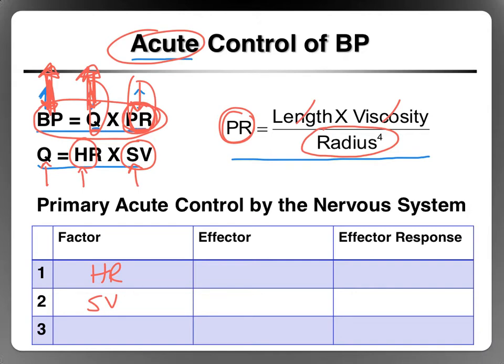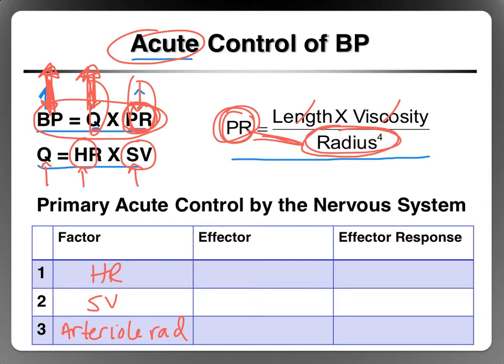And the vessels that we're talking about here are the arterioles. So if you want to change peripheral resistance, you change radius. If you want to increase peripheral resistance, you would decrease radius. If you want to decrease peripheral resistance, you would increase radius, because they are inversely related.